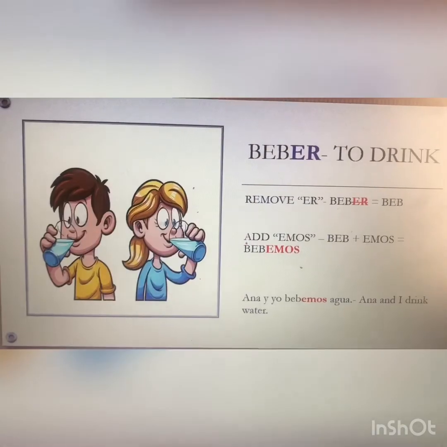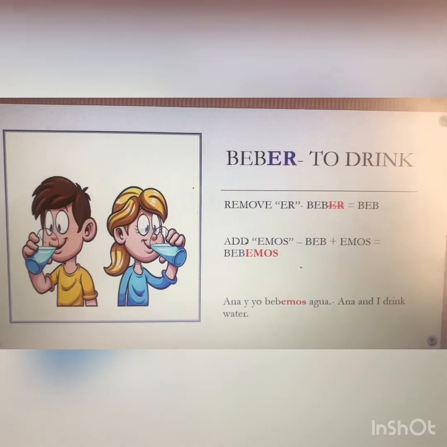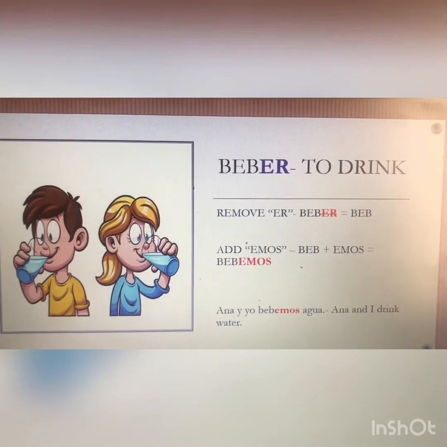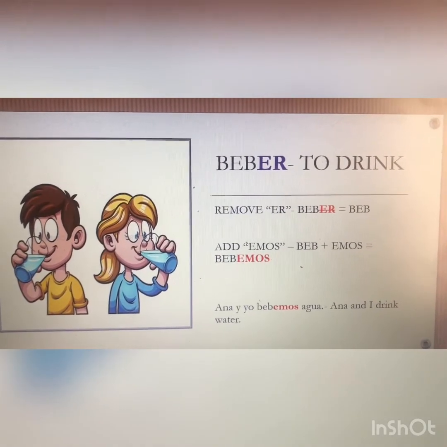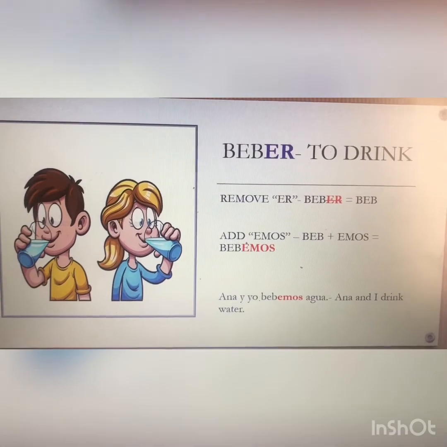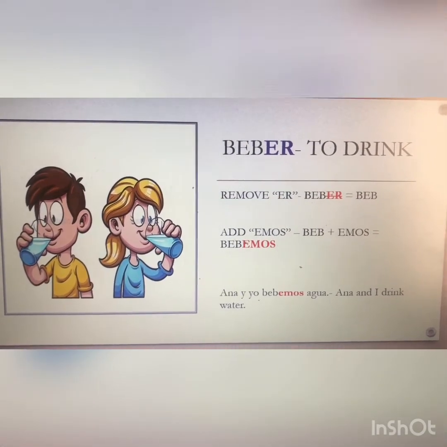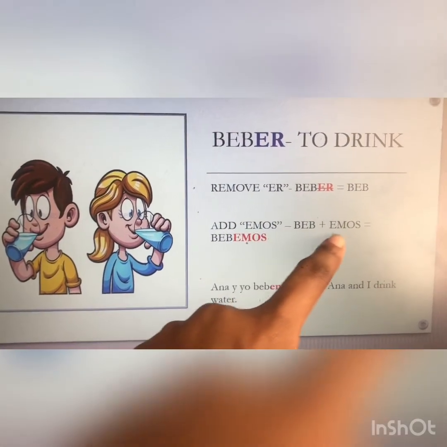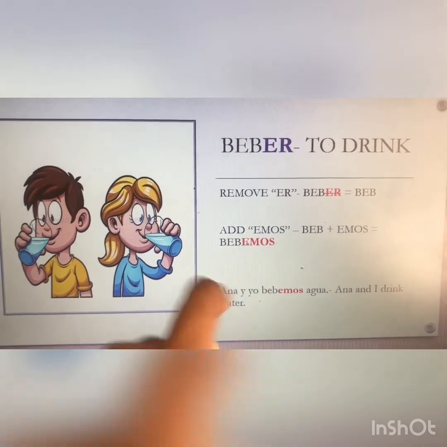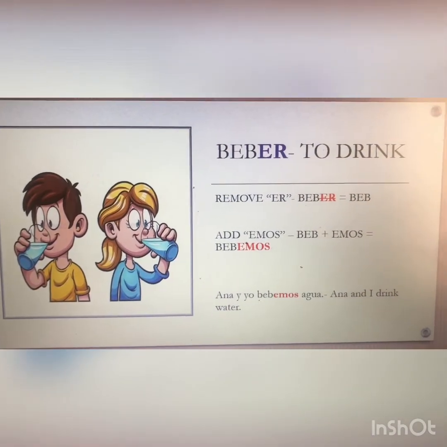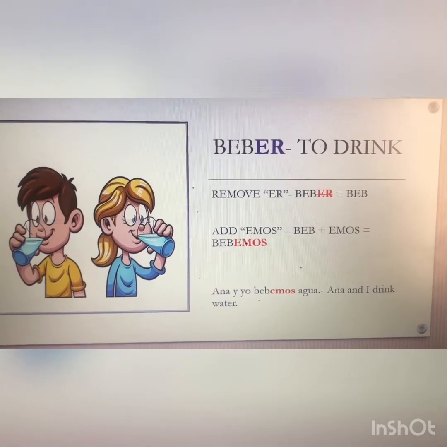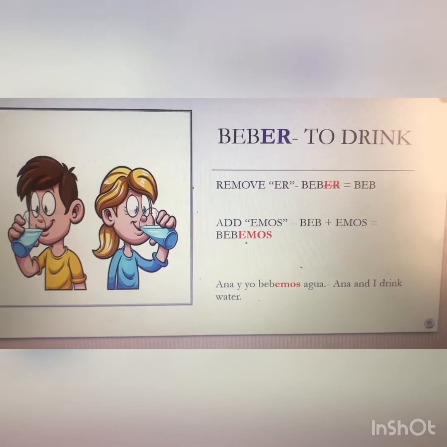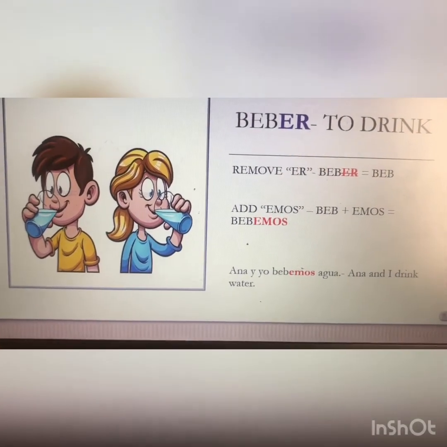Let's do another example of an ER ending verb, and here I have beber. Now beber means to drink. So the step says that we should remove the ER, then we add emos. So after removing the ER from beber, we are left with beb. So we add emos, and we end up with bebemos. So the sentence could read Nosotros bebemos, meaning we drink, or you could have another sentence such as this one right here. Ana y yo bebemos agua. Ana and I drink water.